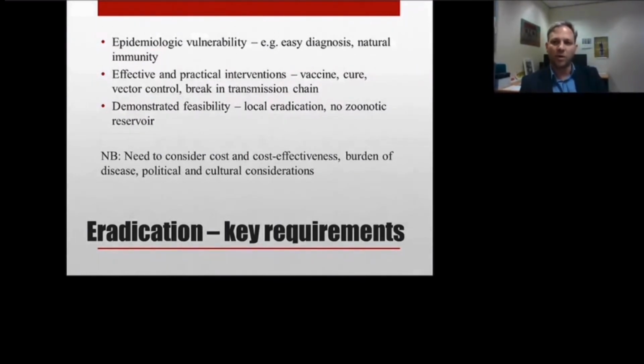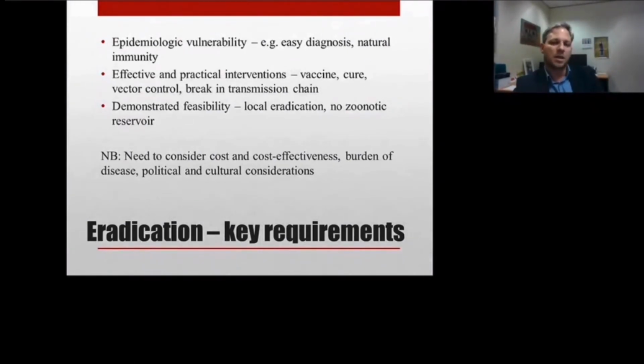Natural immunity or vaccine-induced immunity needs to be another feature as proof of concept that you can protect people and thereby being on the path to eradication. There also need to be effective and practical interventions. So it's not always a vaccine, but it might be cure to stop transmission, or it might be vector control, or some other break in the transmission chain, and guinea worm's an example of that, which I'll talk about shortly.